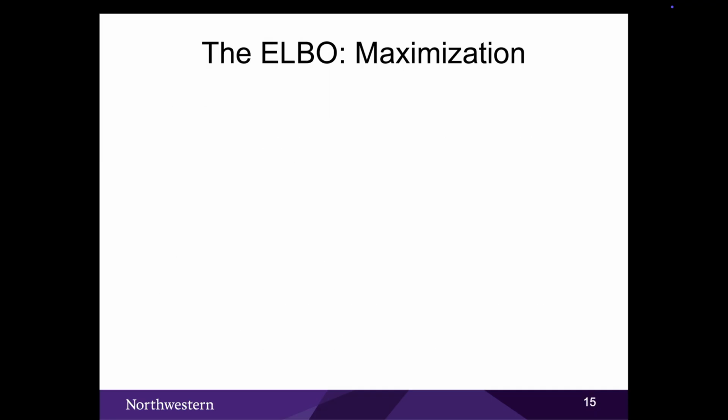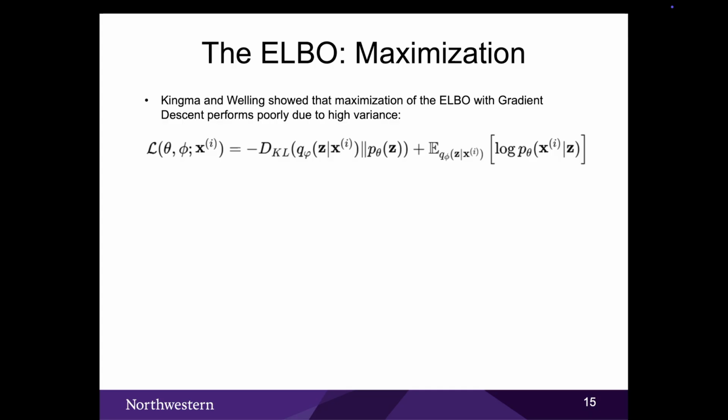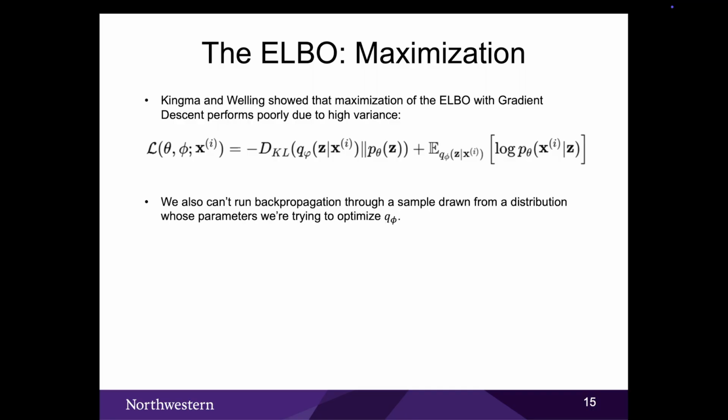The issue is, when trying to maximize this term, gradient descent performs poorly due to high variance, as shown by Kingma and Welling. Furthermore, we couldn't even run backpropagation if we wanted to, because we cannot run backpropagation through a stochastic or random sampling operation, such as the one included in the expectation of our second term. However, we can solve this issue with a new estimator via the reparametrization trick.